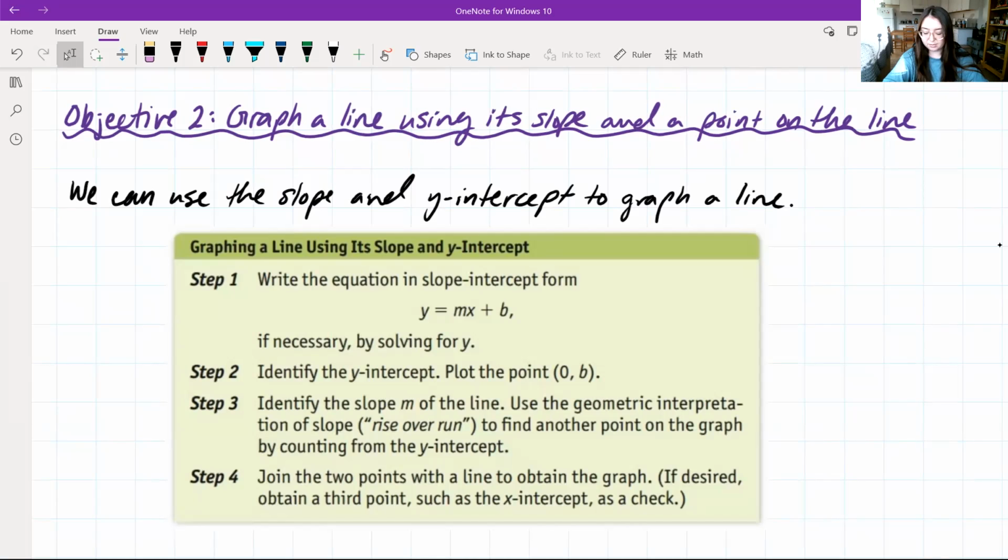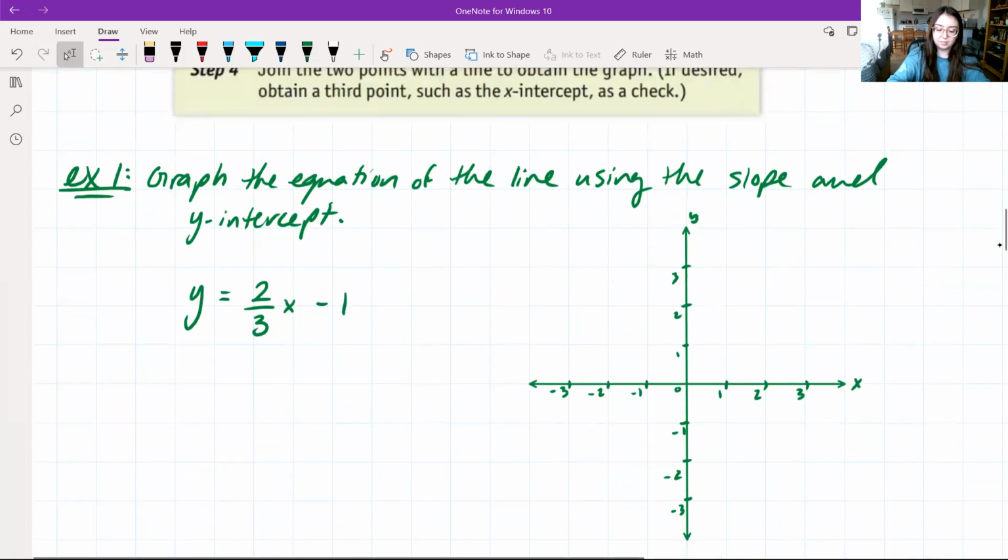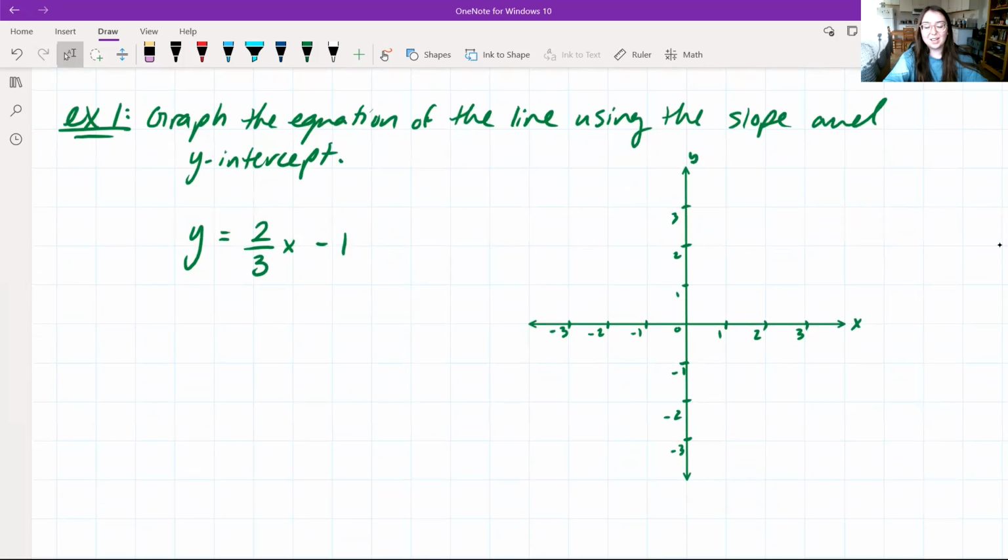Step two, we want to identify the y-intercept, and then we're going to plot the point (0, b). Step three, we identify the slope m of the line. Then we can use the geometric interpretation of slope, or rise over run, to find another point on the graph by counting from the y-intercept. Step four, we join the 2 points with a line to obtain the graph. If desired, you can obtain a third point just to make sure, such as the x-intercept. So saying this, let's go ahead and do our first example.